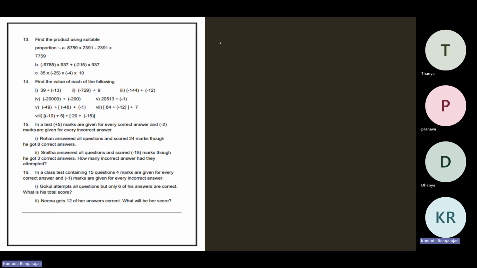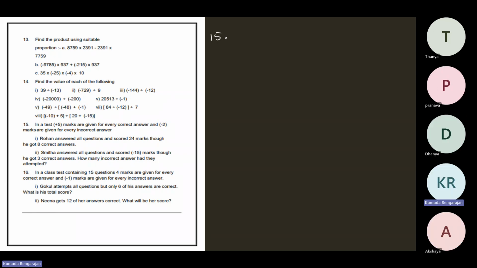Okay, we'll answer the 15th question. In a test, plus 5 marks are given for every correct answer and minus 2 marks are given for every incorrect answer. So you get 5 marks if you answer it correctly. You lose 2 marks if your answer is incorrect. This information is given to you. Now we'll have to answer these questions.